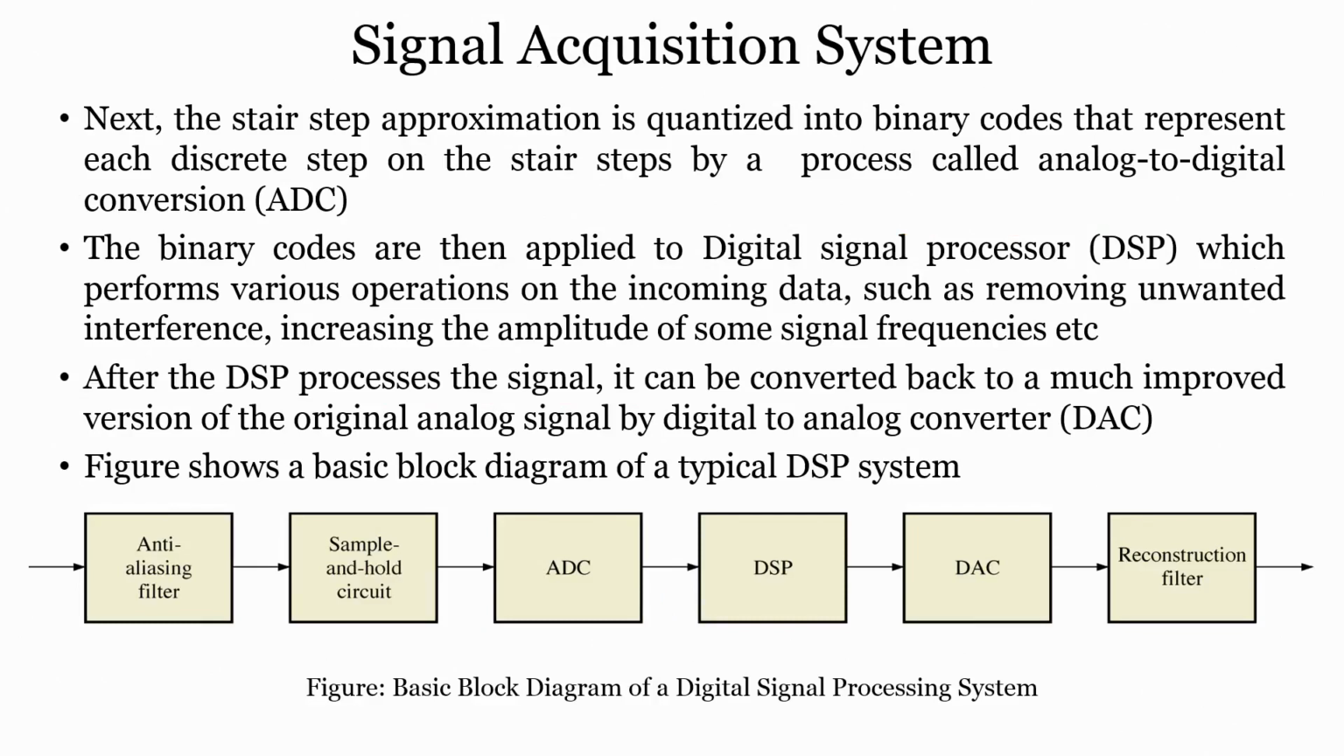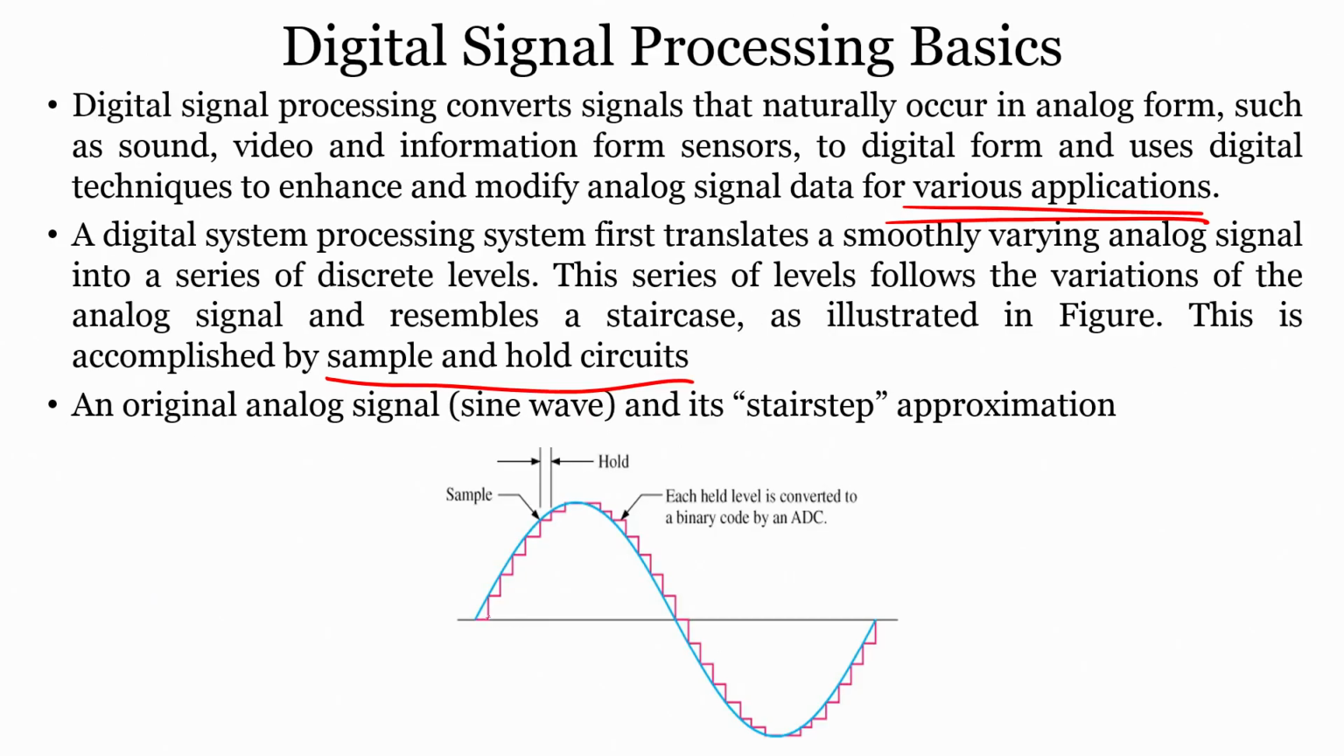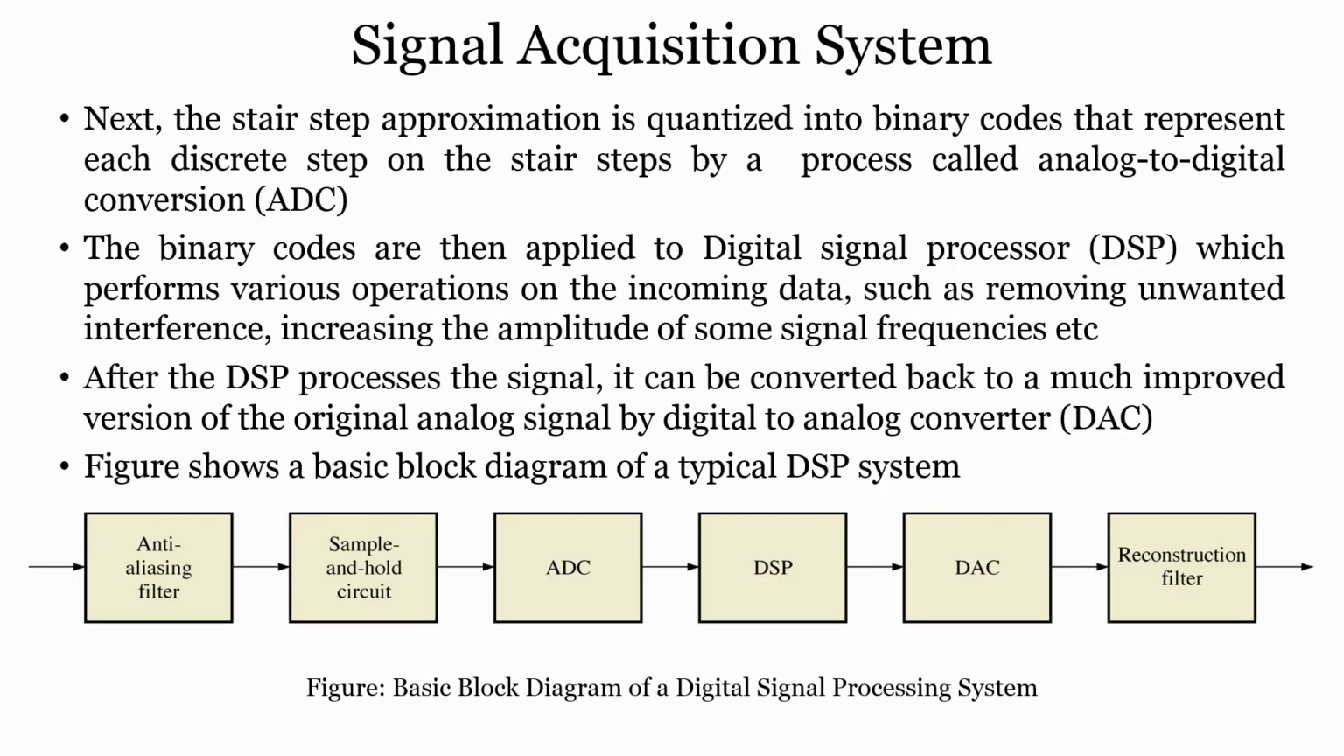When you talk about a signal acquisition system, what does that mean? Next, the stair step approximation is quantized into binary codes that represent each discrete step. When we are converting the analog signal to the digital domain, you can see this stair step approximation, which then has to be quantized into binary codes that represent each discrete step on the stair steps, by a processor called an A to D converter. That is where your ADC comes into the picture.